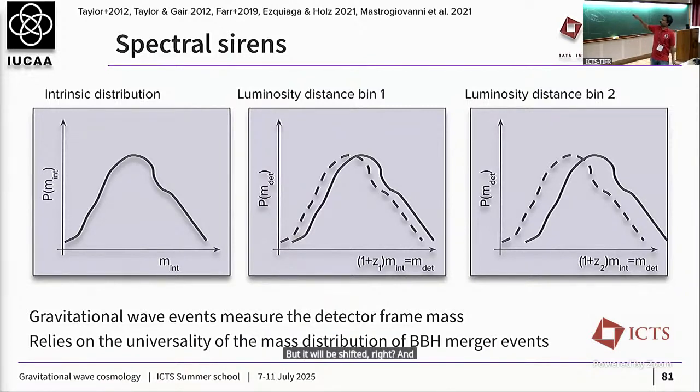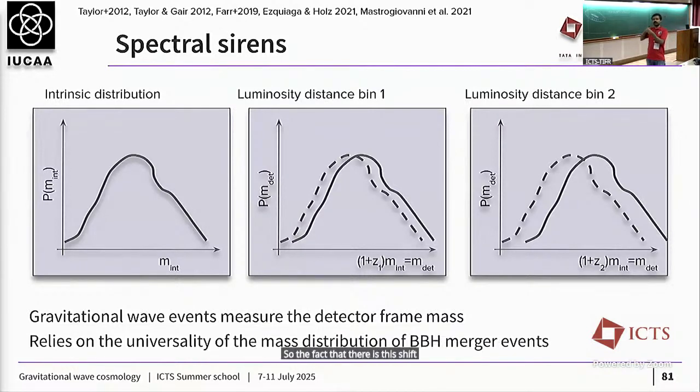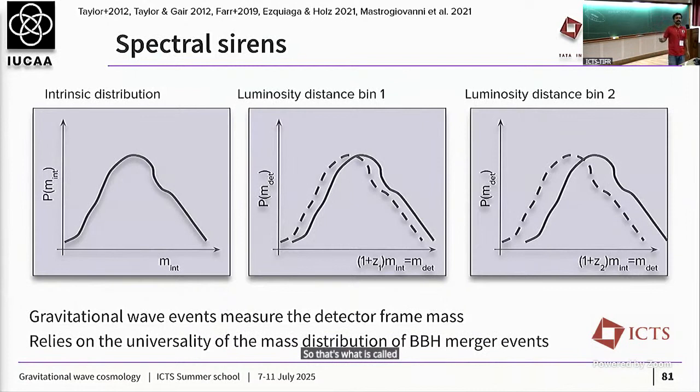And now if you go to luminosity distance bin 2, it will be even further shifted. So the fact that there is this shift, it will allow you to figure out what are the redshifts of this. So that's what is called a spectral siren method.